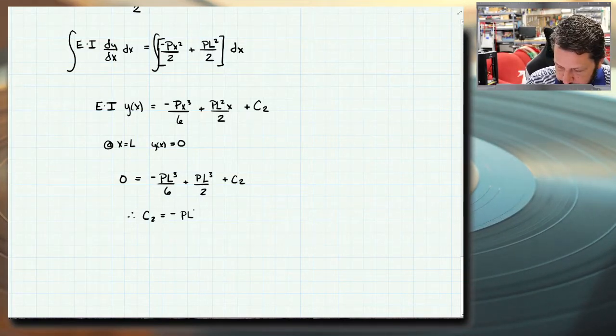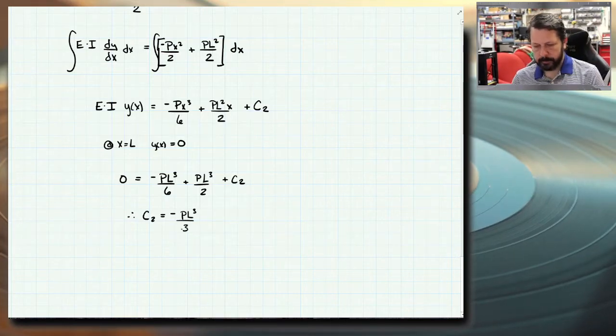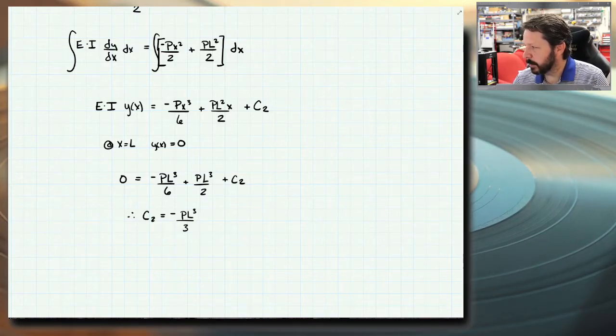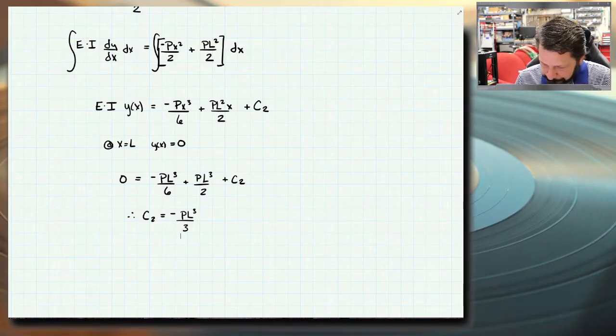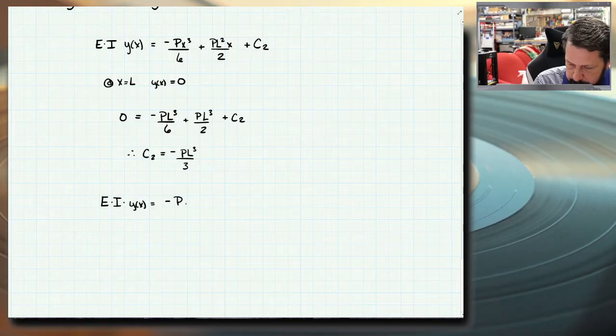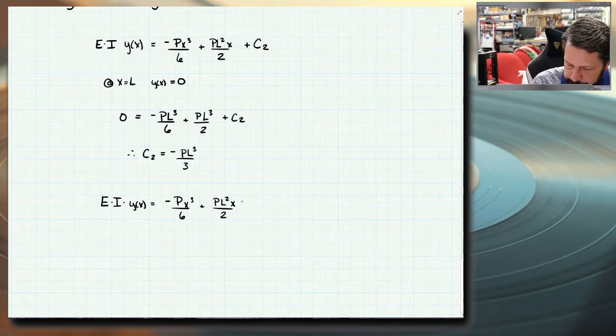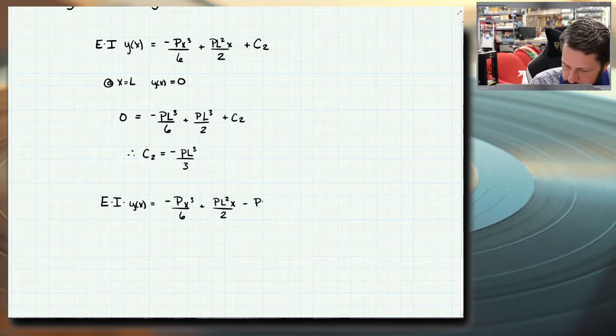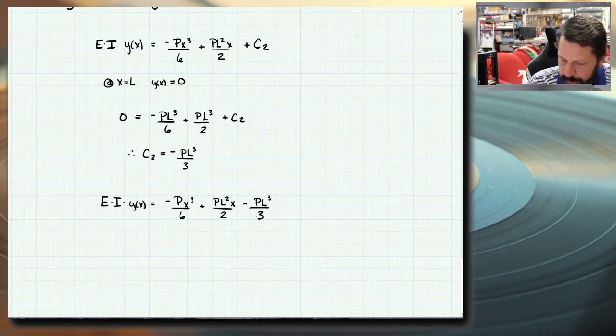So you could do that little bit of math if you wanted to. Now, let's plug this thing together. EI times y of x equals negative P x cubed over 6 plus P L squared x over 2 plus, well, minus PL cubed over 3.